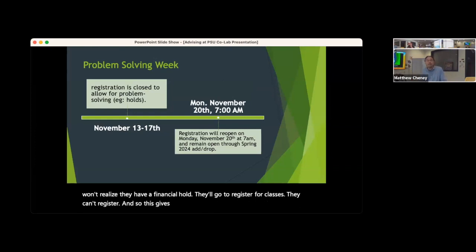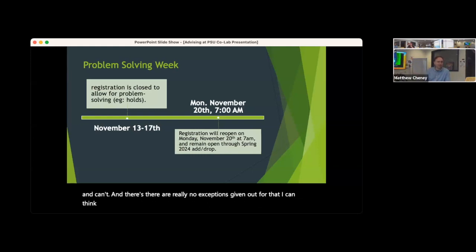And so this gives us a week to work with students who need the time to work through student financial services or elsewhere to solve whatever problems are keeping them from registering. And then on Monday, November 20th at 7 a.m., registration opens up for everybody again, from then until add/drop in the next term. So the challenge becomes for some students who want to register during problem solving week and can't, and there are really no exceptions given out for that.